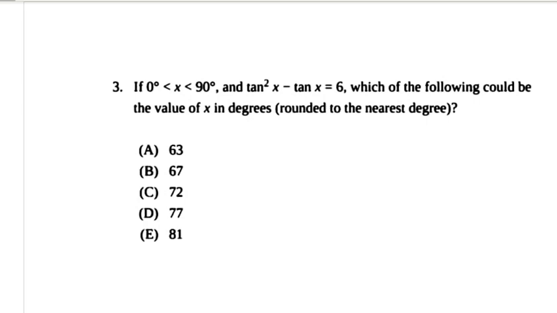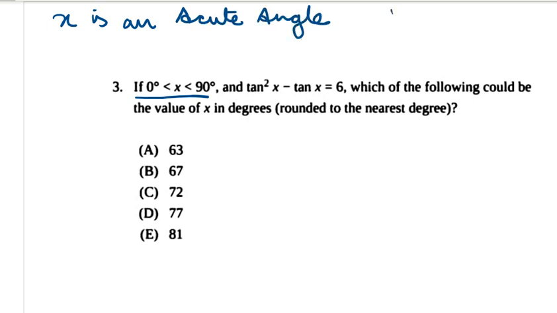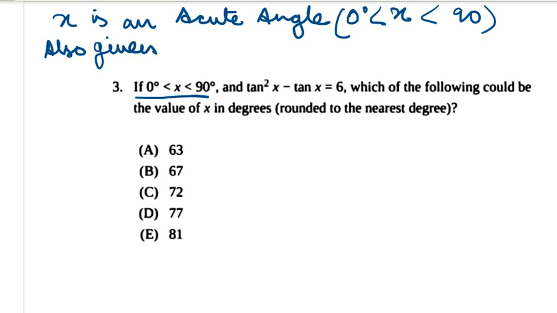Question number 3 says that x is greater than 0 but less than 90. That means x is an acute angle, because x is greater than 0 degree but less than 90. Now look, it's also given tan square x minus tan x is equal to 6.